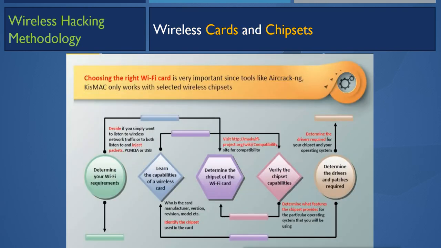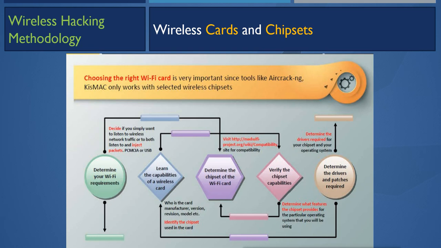Now, wireless card and chipset. Choosing the right Wi-Fi card is very important, since tools like Aircrack-ng and Kismac only work with selected wireless chipsets. These are very famous tools to work with Wi-Fi networks. These kinds of tools work with a specific Wi-Fi card, so we have to select the card appropriately. We have to determine our Wi-Fi requirement first.